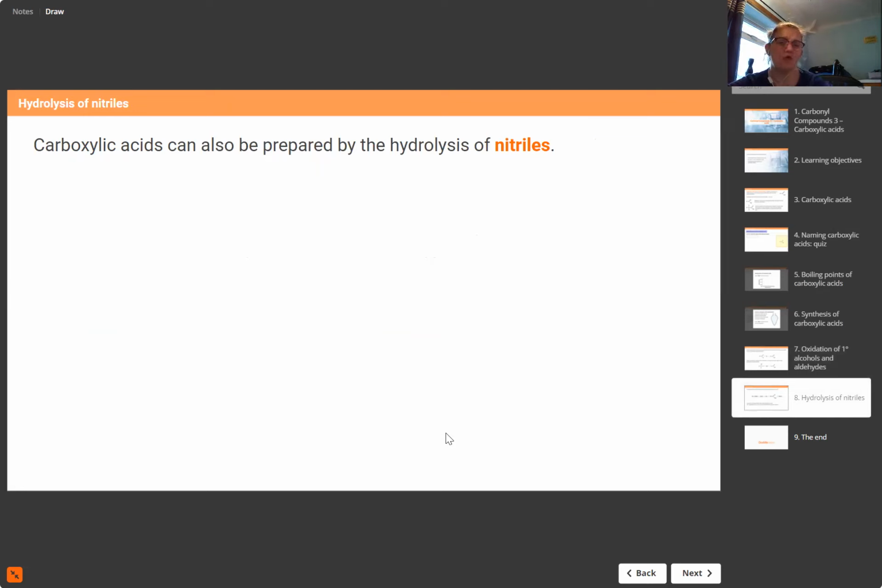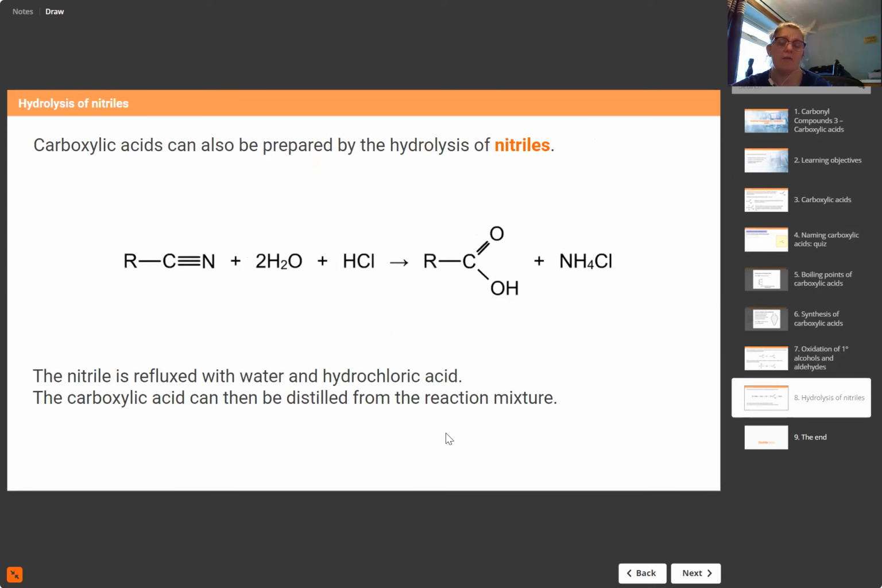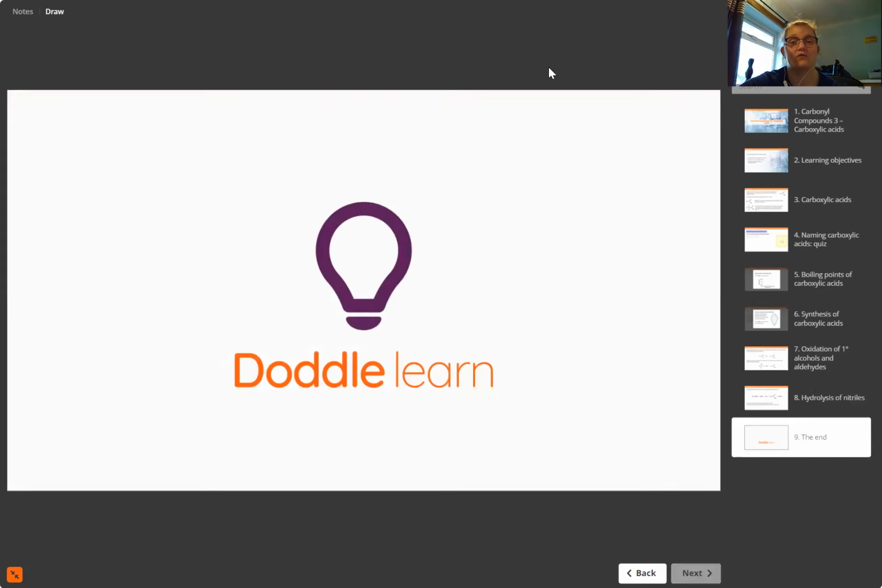Carboxylic acids can also be prepared by the hydrolysis of nitriles. What we do in this situation is we go through reflux again, but the nitriles reflux with water and hydrochloric acid, and the carboxylic acid can then be distilled from the reaction mixture. We're just going to then go on to the final section of carbonyl groups.